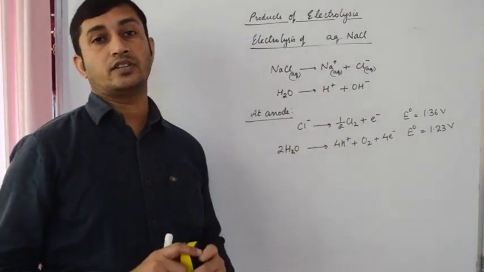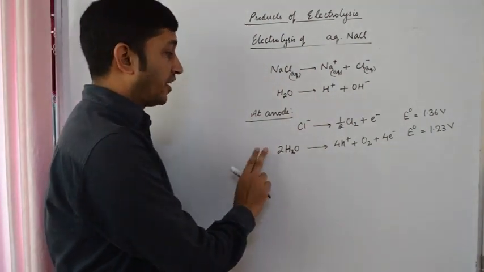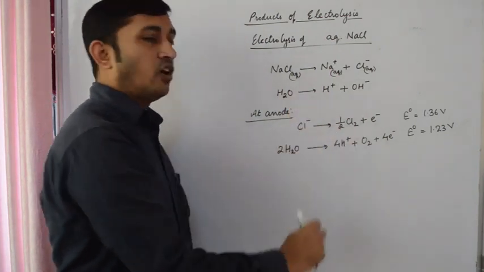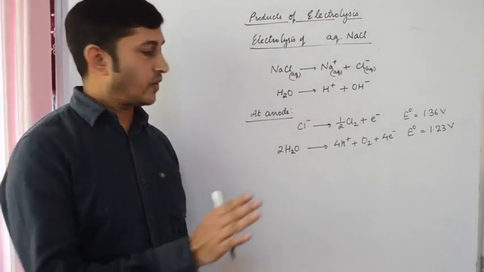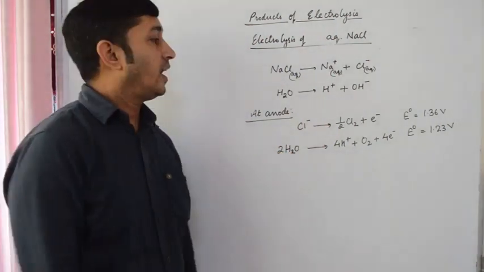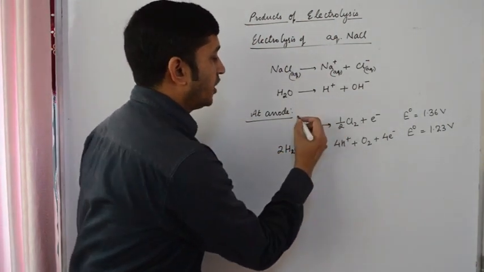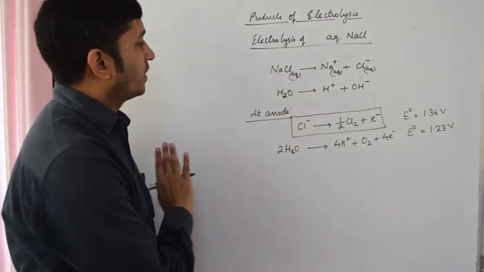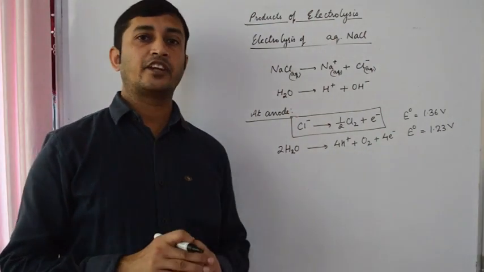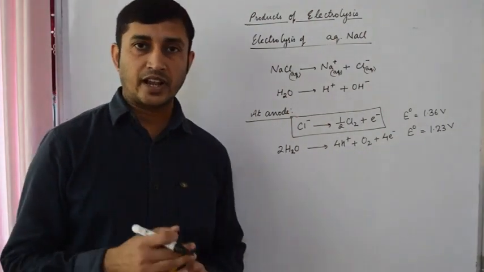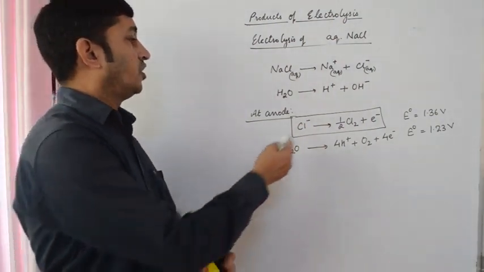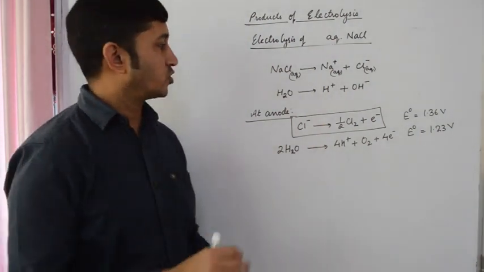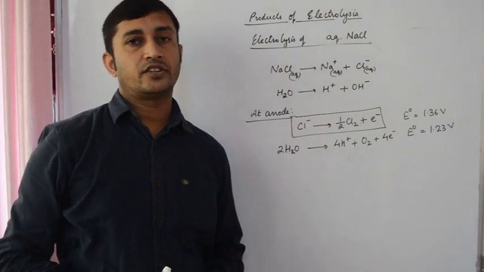But this reaction doesn't occur. Actually, the overpotential required for the oxidation of water to give oxygen gas is very high. That's why this reaction is kinetically very slow, and chlorine gas is released in preference to oxygen gas. So we see that when aqueous NaCl is electrolyzed, at the cathode hydrogen gas will be released, and at the anode chlorine gas will be released. Oxygen is not released here due to overpotential. So sodium ion and OH ion will remain in the solution.